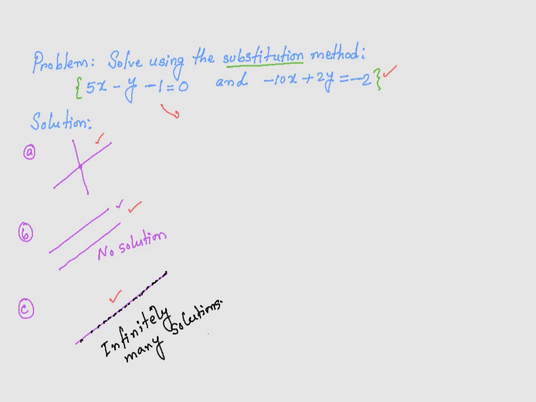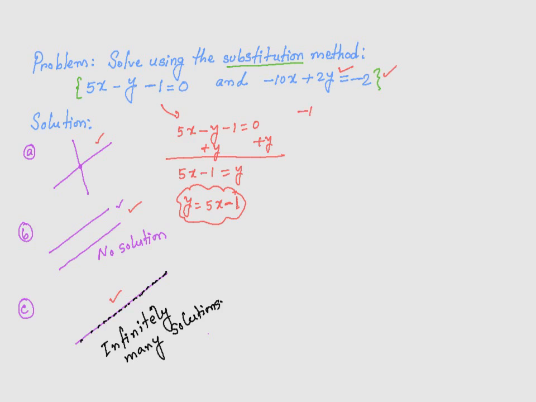So we are going to solve for y in the first equation, 5x minus y minus 1 is equal to 0. If I move the y to the right by adding y to both sides, I get 5x minus 1 is equal to y, or my y is 5x minus 1.